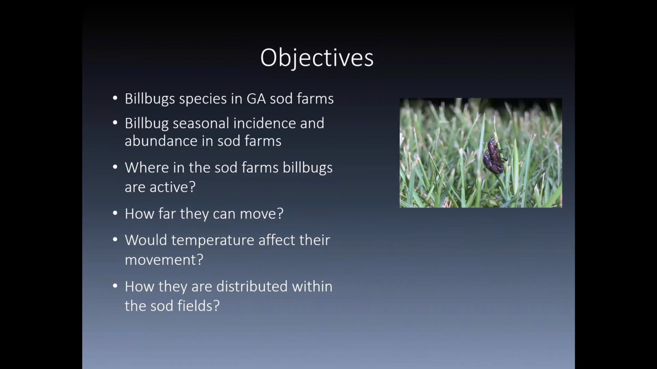The objective for this presentation today is to understand what species we have, and what the seasonal incidence and abundance is in the sod farms. We want to know when they're active, and also see their movement behavior, how far they can move, and whether abiotic factors like temperature, relative humidity, wind speed, and things like that influence their movement, and how they are distributed across the sod farms. Again, this can have some implications for golf courses as well.